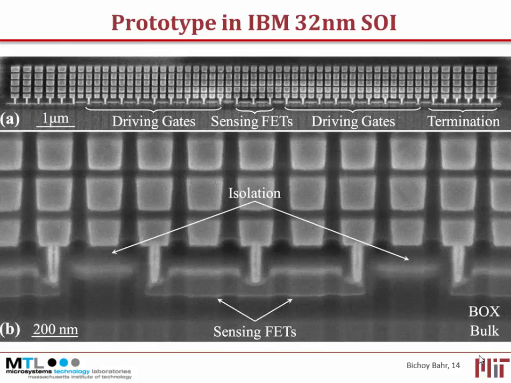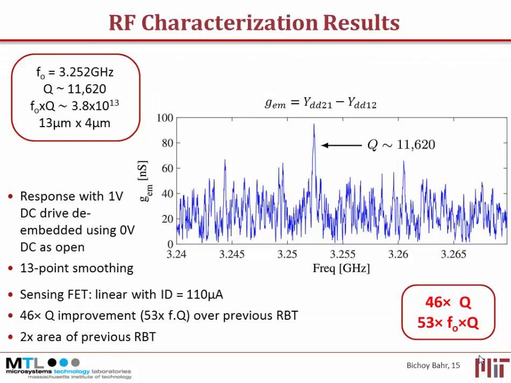So we went ahead and implemented this structure in IBM 32 nanometer SOI, and you can see up there the full structure. We have the driving gate, sensing MOSFETs, and the driving gates on the other side. Everything is fully differential here, and we have the termination on both sides. And this is a closer look at the sensing FETs and the isolation gate. In the measurement results here, we got a quality factor of 11,600 at 3 gigahertz.